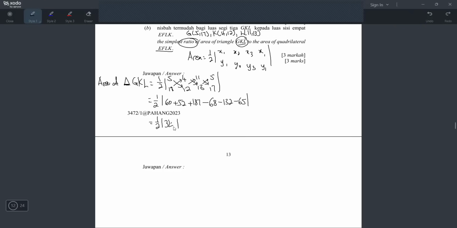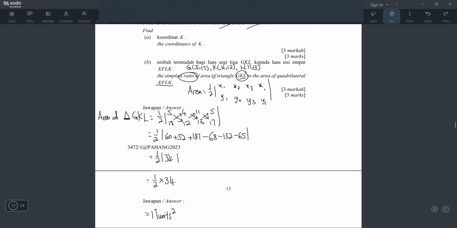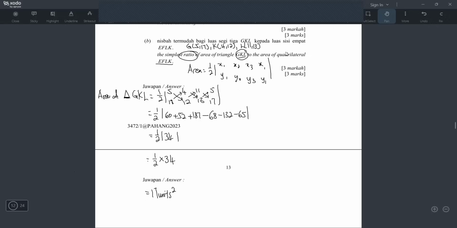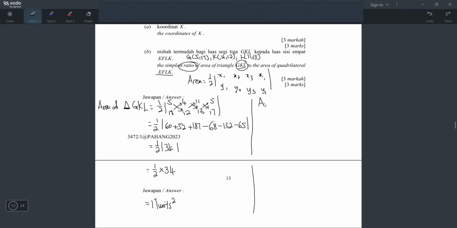And then we have to take the modulus first, then only I can divide by 2. So what is modulus 34? When you take the modulus of a positive number, you also get positive. And then what is 34 divided by 2? 17 units squared. I think I have successfully found the area of GKL, but I also need the area of EFLK, so that I can take the area of GKL, 17, and divide by the area of EFLK to get the ratio. So later I have to divide to find the ratio. Let's separate it here. So, area of EFLK. Of course, we have to make sure we have the coordinates for EFLK.